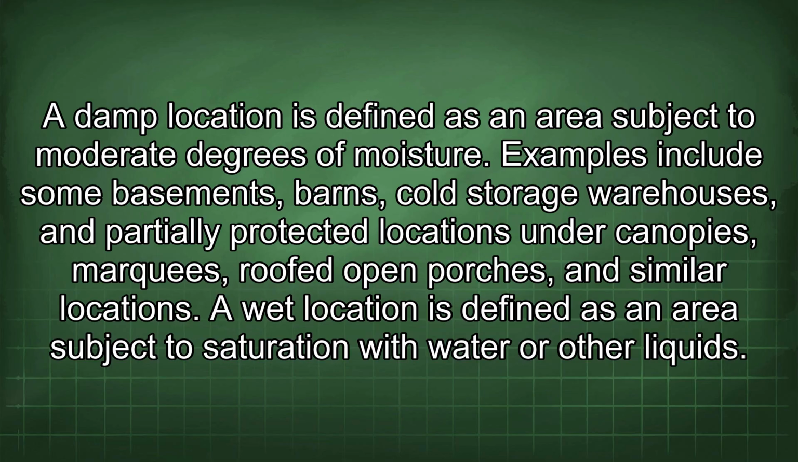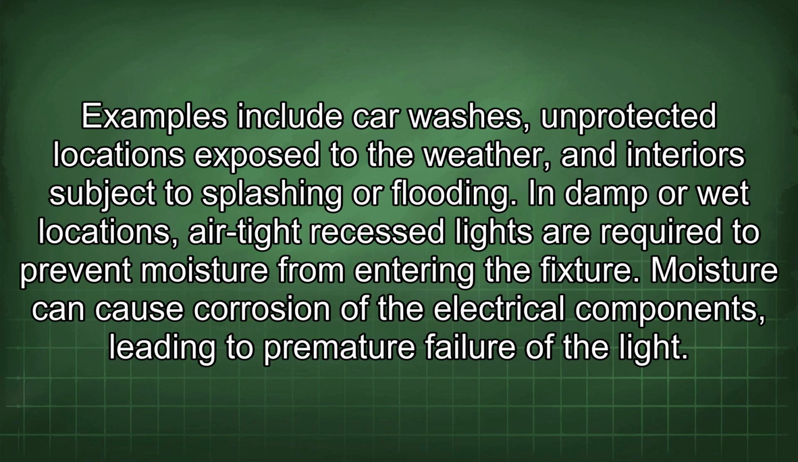A damp location is defined as an area subject to moderate degrees of moisture. Examples include some basements, barns, cold storage warehouses, and partially protected locations under canopies, marquees, roofed open porches, and similar locations. A wet location is defined as an area subject to saturation with water or other liquids. Examples include car washes, unprotected locations exposed to the weather, and interiors subject to splashing or flooding.